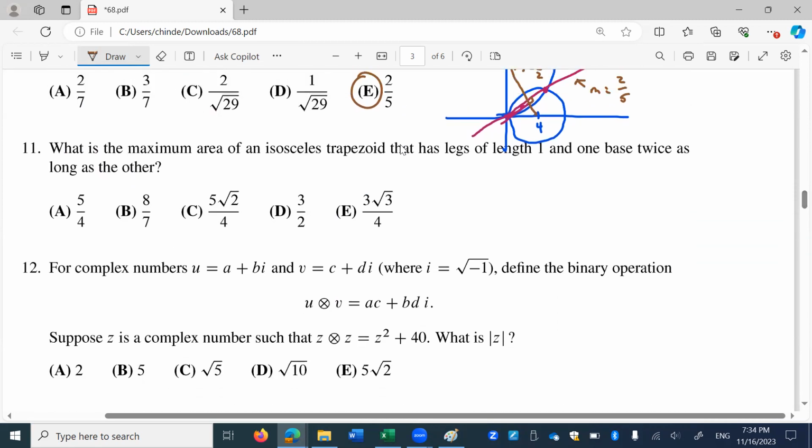What's the maximum area of an isosceles trapezoid that has legs of length 1 and one base twice as long as the other? All right, so it's isosceles. The picture looks something like this. Sorry, my pen sometimes needs to be reset by scribbling.